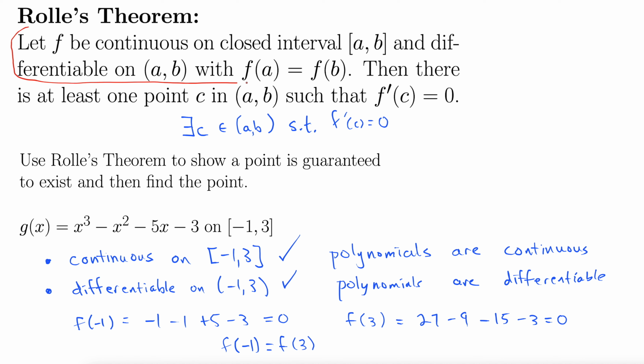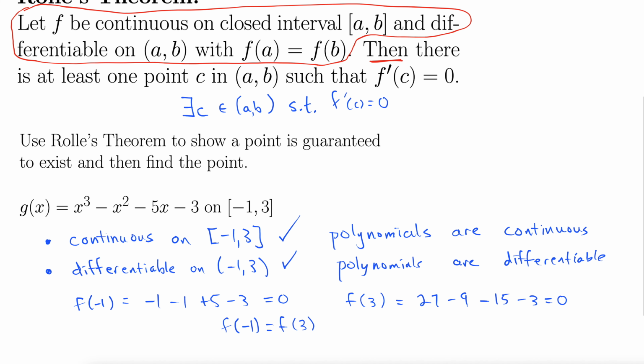Right, so here is the if part. Every theorem will have an if and a then. Okay, so we've justified the if, so then we get the then from the theorem. So here's our then, so what does the theorem give us? There is at least one point, C.